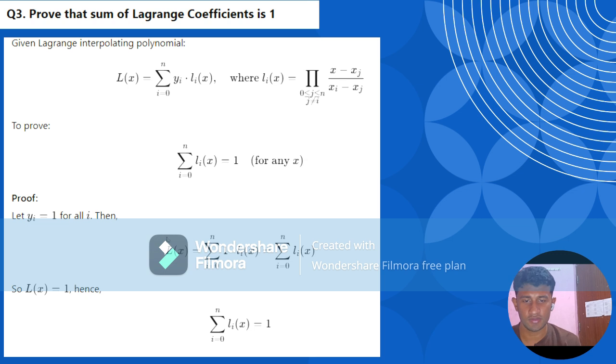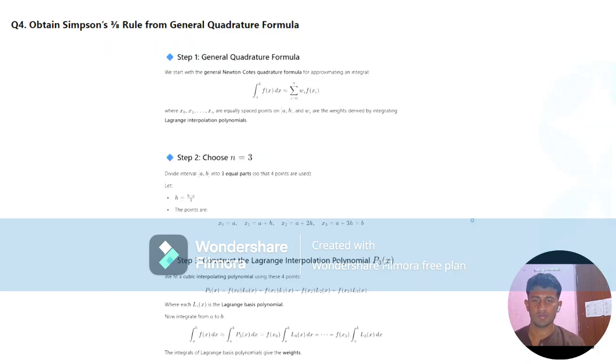Now question number 3. Prove that sum of Lagrange coefficients is 1. Given Lagrange interpolating polynomial L(x) equals summation of i equals 0 to n, yi into Li(x), where Li(x) equals product of (x minus xj) divided by (xi minus xj). To prove, the following equation is given for any x. Proof: let yi equals 1 for all i.